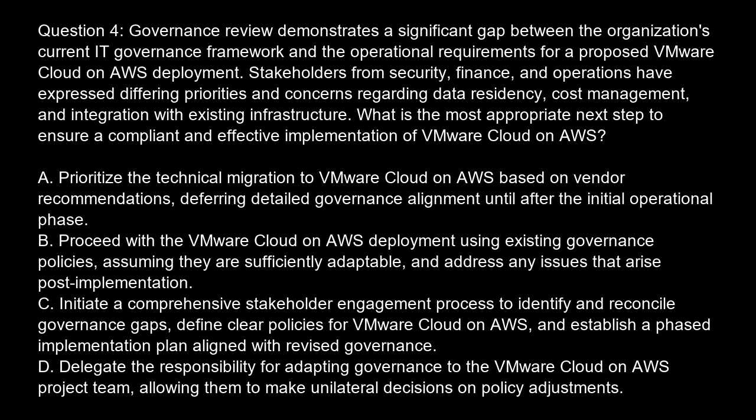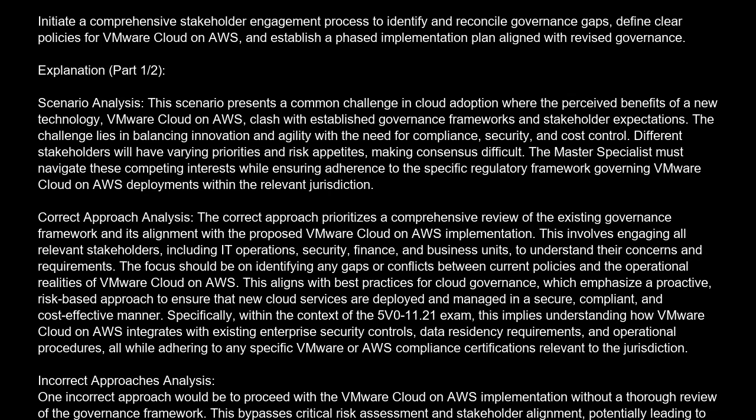Option C. Initiate a comprehensive stakeholder engagement process to identify and reconcile governance gaps, define clear policies for VMware Cloud on AWS, and establish a phased implementation plan aligned with revised governance. Option D. Delegate the responsibility for adapting governance to the VMware Cloud on AWS project team, allowing them to make unilateral decisions on policy adjustments. The correct answer is C. Initiate a comprehensive stakeholder engagement process to identify and reconcile governance gaps, define clear policies for VMware Cloud on AWS, and establish a phased implementation plan aligned with revised governance.